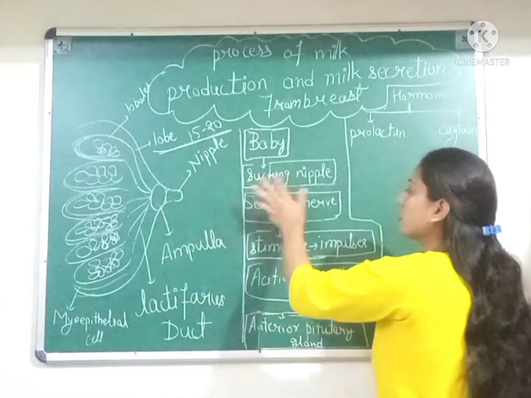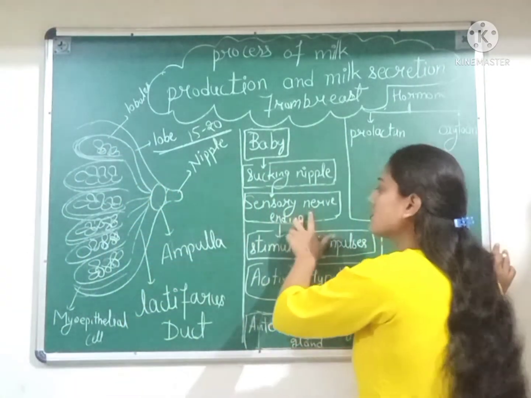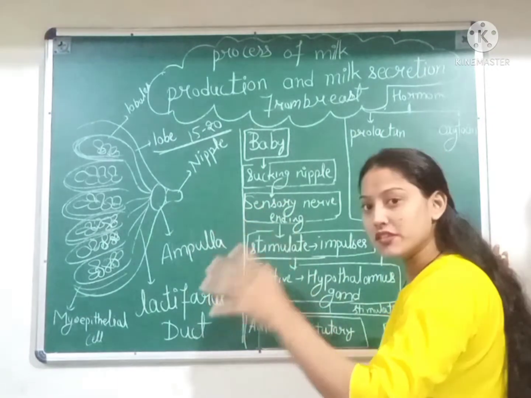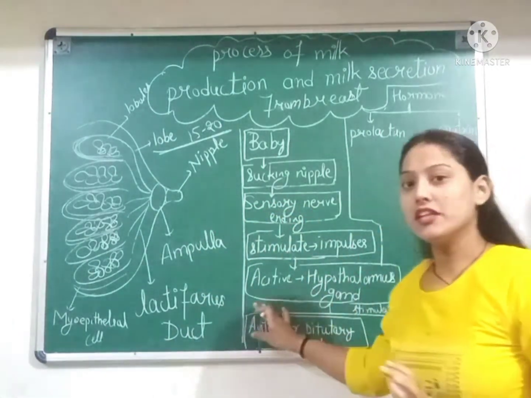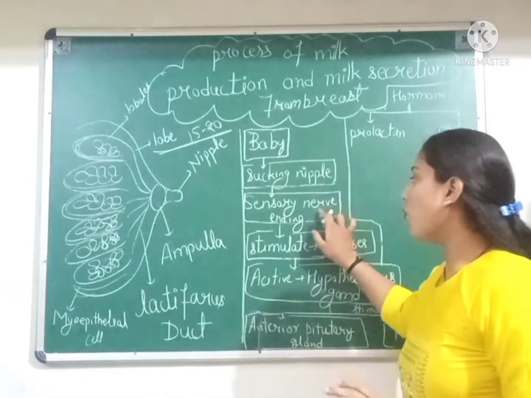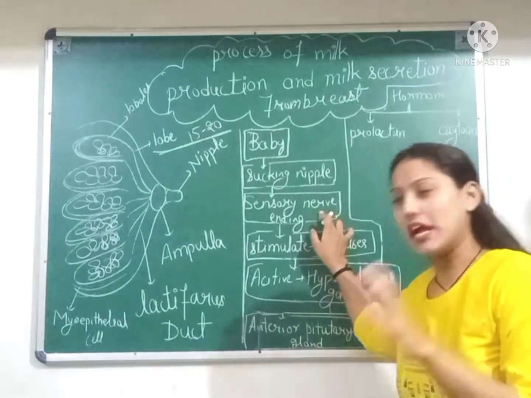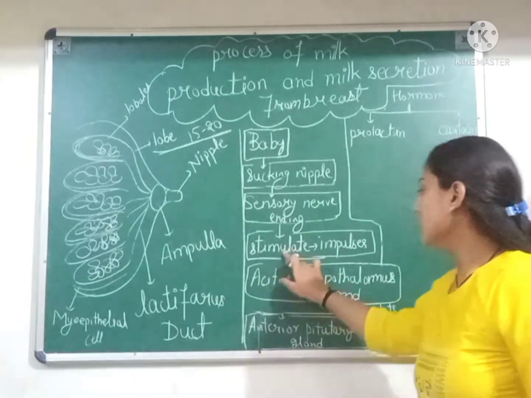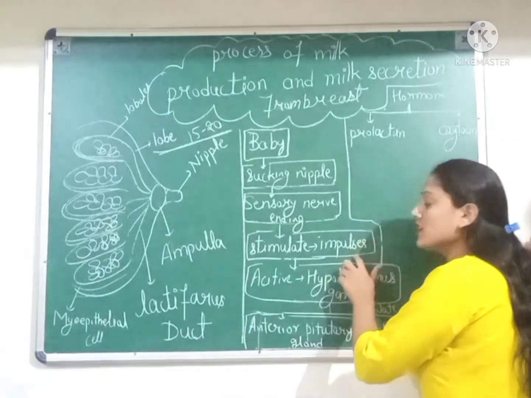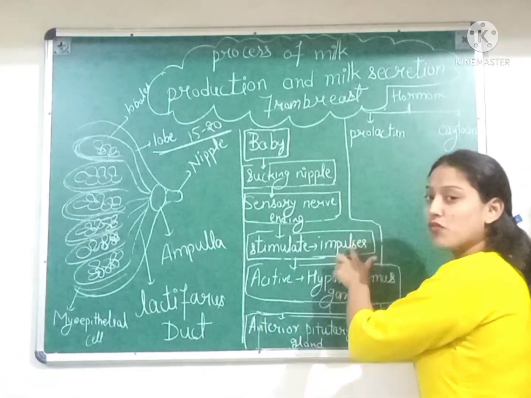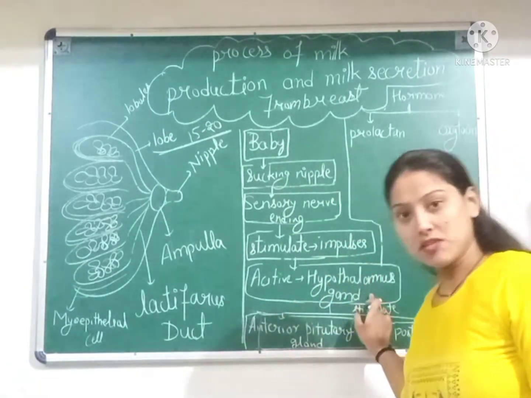When he starts sucking the nipple, each breast has various nerve endings, and these sensory nerve endings start to stimulate impulses. What is done by the sensory nerve endings? They stimulate the impulses. When the impulses are stimulated, what work do the impulses do? Impulses activate the hypothalamus gland.